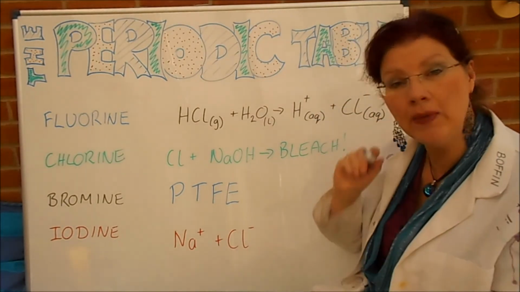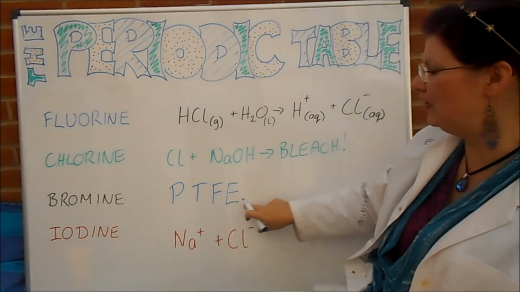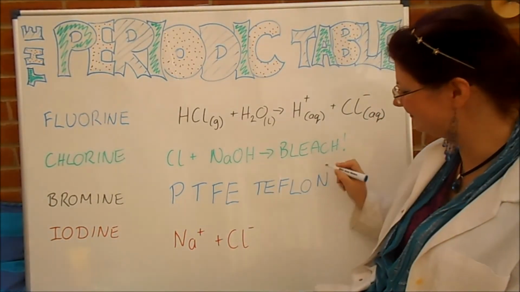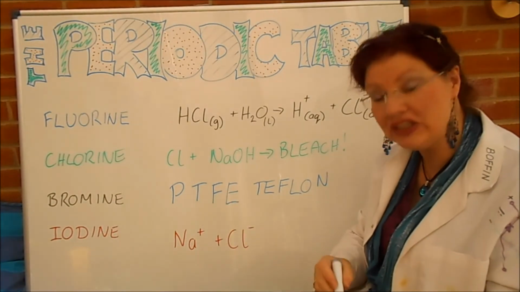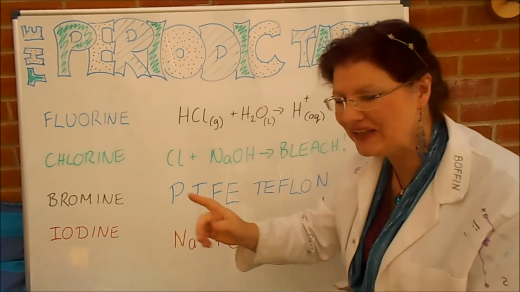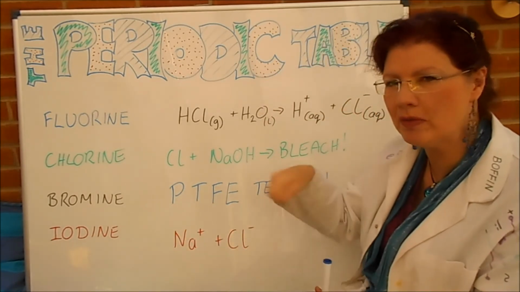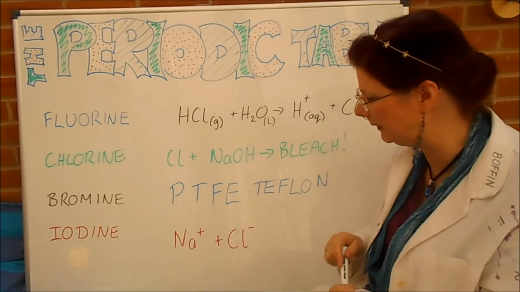And you may know it by its trade name, Teflon. Teflon is the trade name for PTFE, polytetrafluoroethene, and it's used as a non-stick coating on cookware. Very useful. If you've ever tried getting scrambled eggs off a stick pan as opposed to a non-stick pan, you will know what I mean.